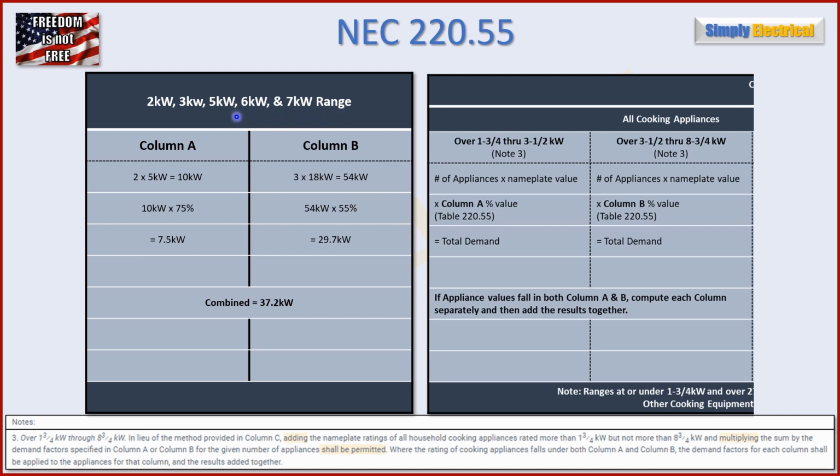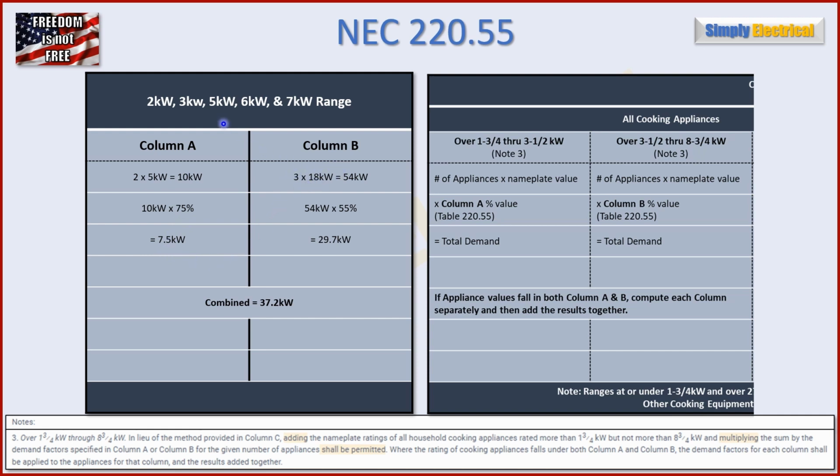So all we do is we take the ones that fall in column A and use column A to work them out and calculate those, and then we take the ones that are on column B and do the same thing with column B, and then we just add them together. So we have a 2 and a 3 kW, which falls into column A. So we just calculate that out. We use a column A value of 75% for 2, because that's just 2 ranges. So we go down to the 2 line in the table 220.55, and we do 10 kW times 75%, and we get 7.5 kW. Then we go to column B.